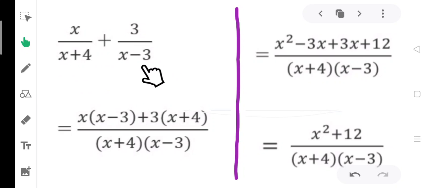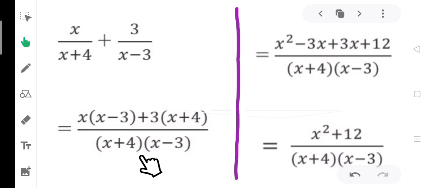Since they have different denominators, we just copy the two denominators for the LCD, or what we call the least common denominator. So we have x plus 4 times the quantity of x minus 3. So this is our LCD. So divide this LCD, x plus 4 times x minus 3, by x plus 4. Then multiply by the numerator x.